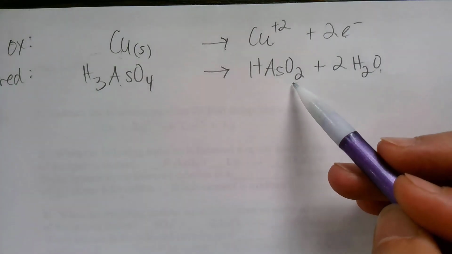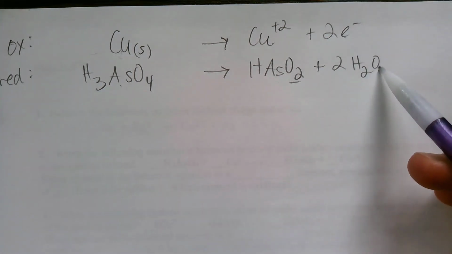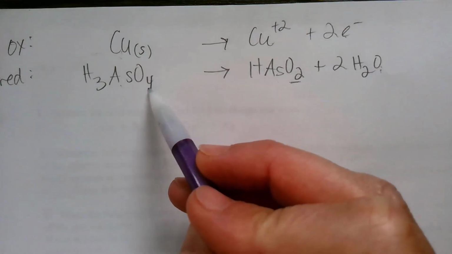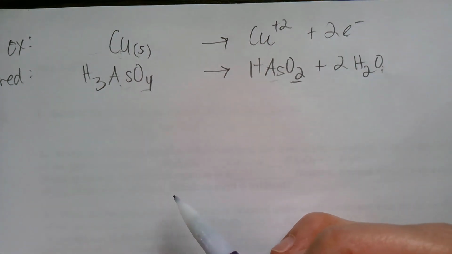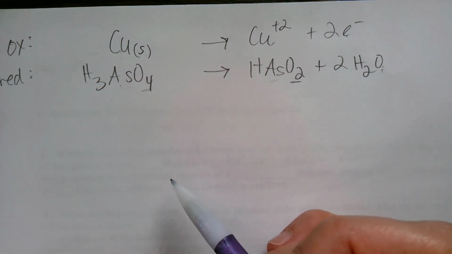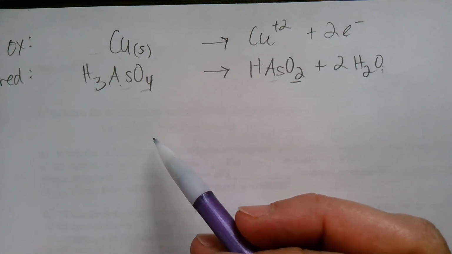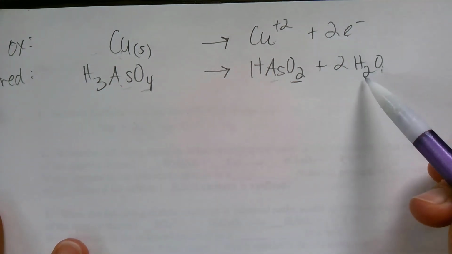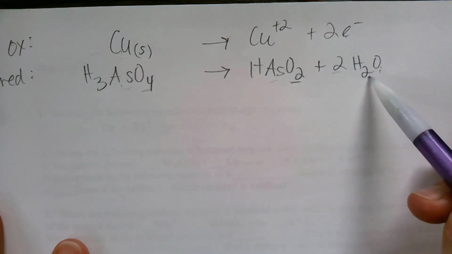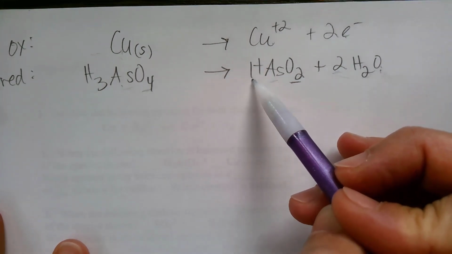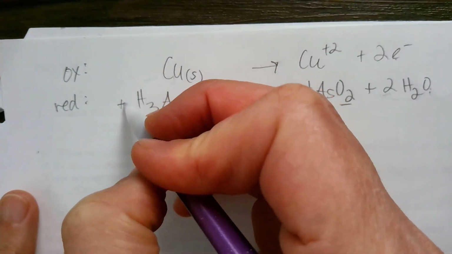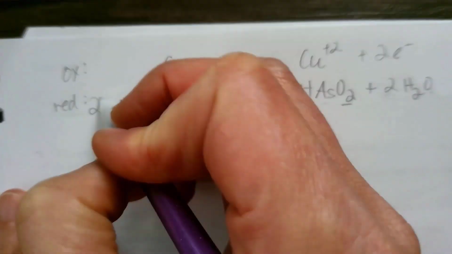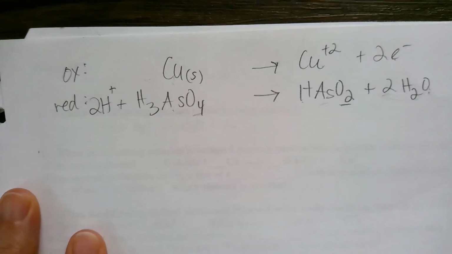Okay, so right now on the right, I have 2 O's plus 2 O's is 4 O's, and 1 As, 1 As. Now, I need to balance my H's. Remember, to balance H's, we're going to add H+. So on the right, I have 4 H's plus 1 H is 5 H's. On the left, I have 3, so I need 2 more H+'s.